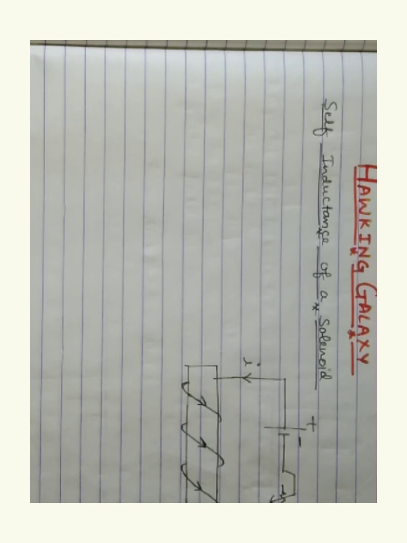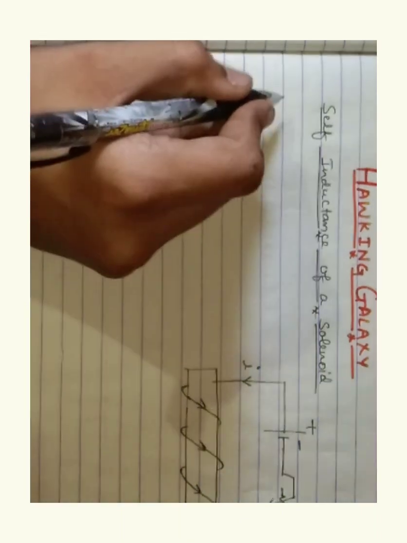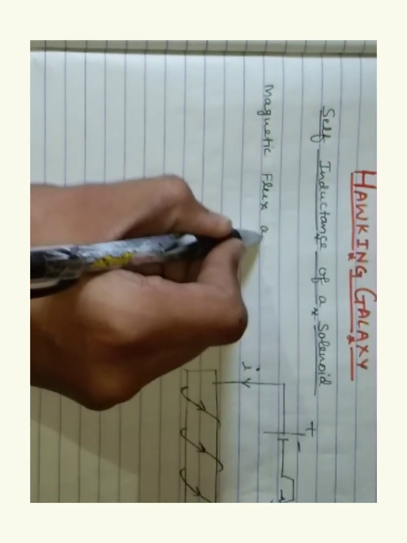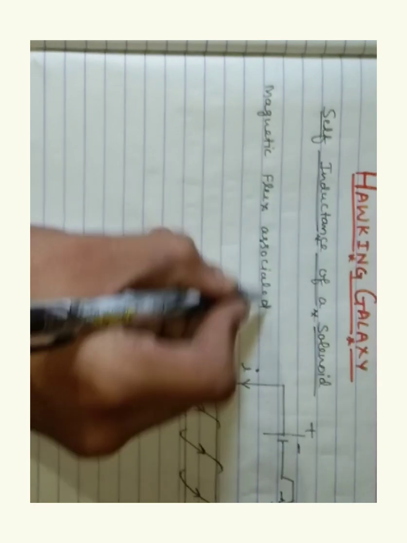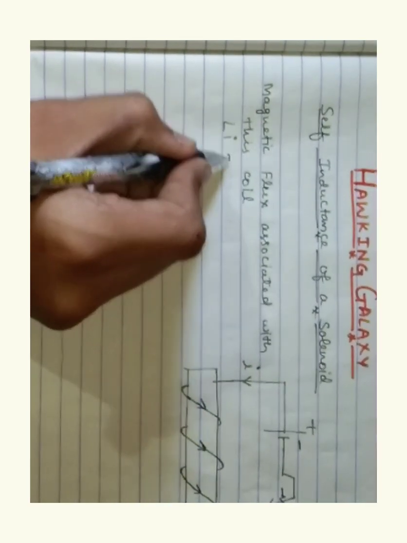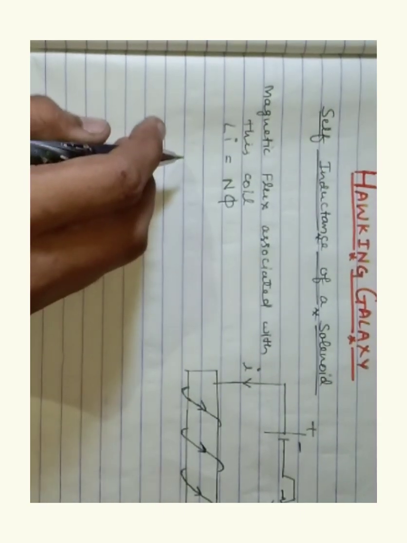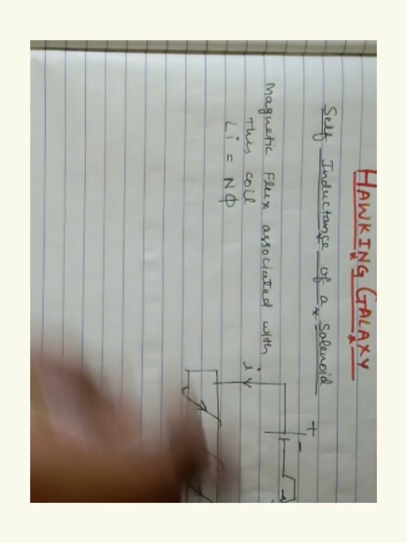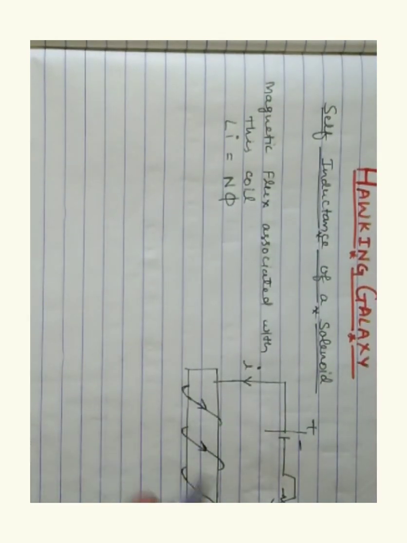To find the self-inductance, we have to find the magnetic flux associated with this coil. What will it be? LI equals N phi. Here L is the self-inductance, I is the current flowing in the circuit, and N is the number of turns that are wound over this coil.